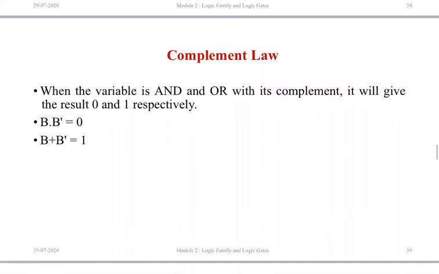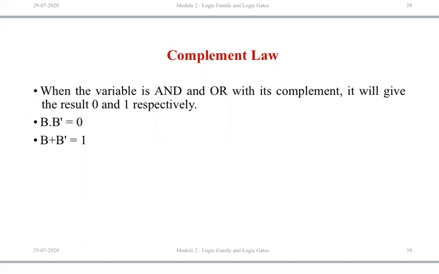Next one, the fourth one. Are you writing all these equations now? Yes. So the complement law. In the complement law, b dot b complement will give me 0. Now why? Suppose my b is 1. So the complement of b becomes 0. So 1 into 0 will give me 0. So that's why any variable ANDed with its complement, the answer is 0. And b plus b complement: if b is 0, b dash will be 1. 0 plus 1 will give me 1.